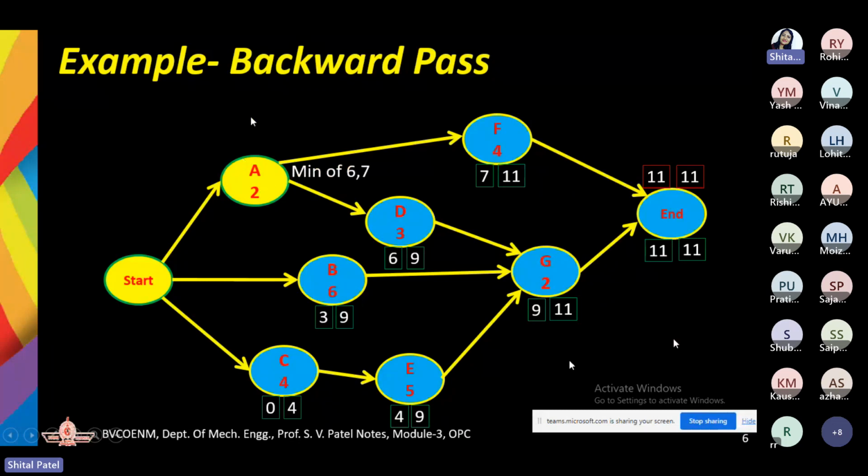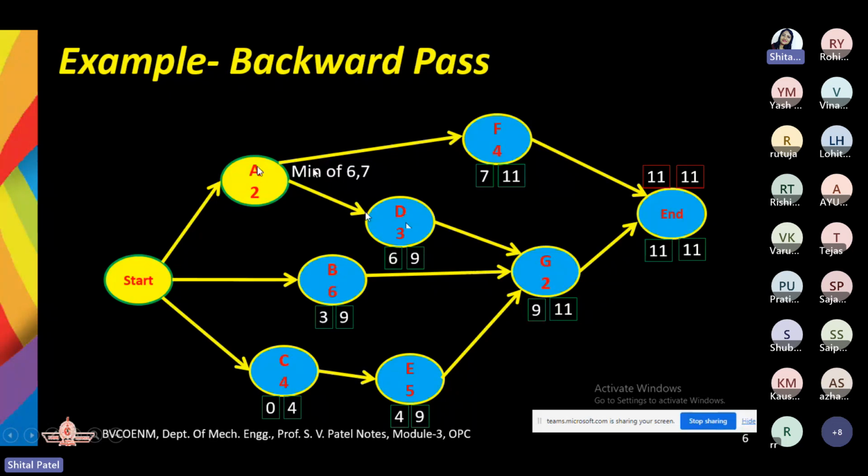As I told you, in the forward pass, merging is very important. In the similar way, at the time of merging in the forward pass, you need to take the maximum one, but in the backward pass, you need to focus on the bursting event. This is called a burst. The event from where more than one arrow comes out, we call that a burst event. So A is a burst event. It is having bursting events F and D.